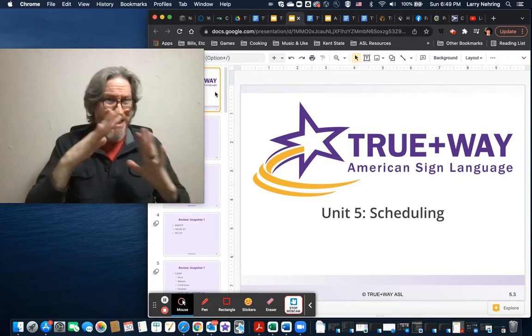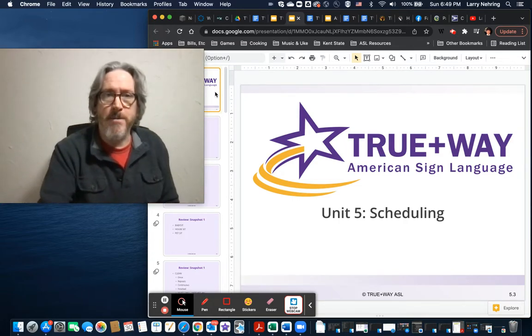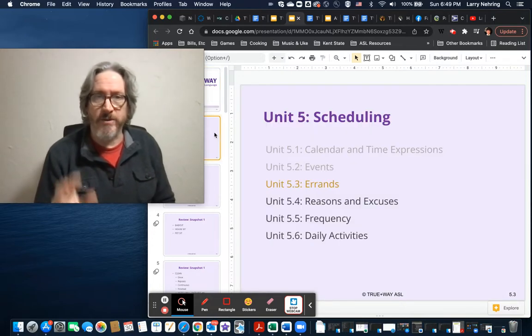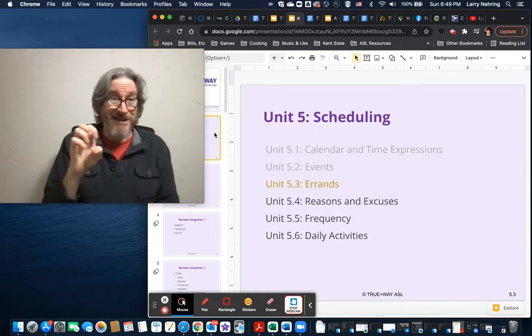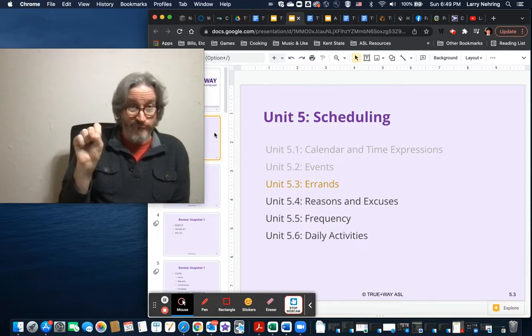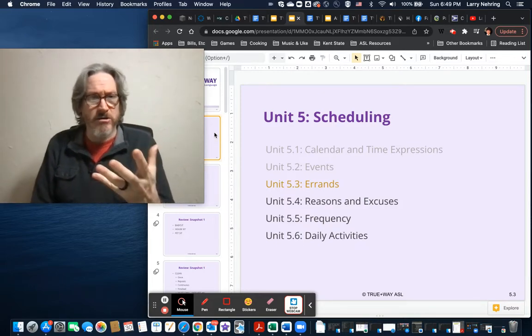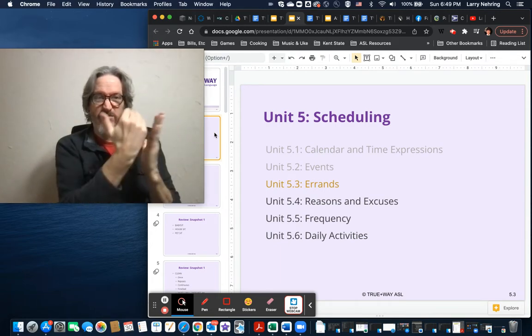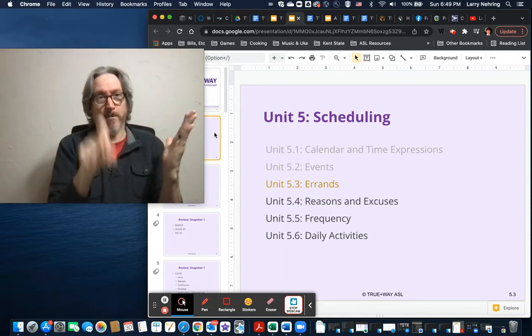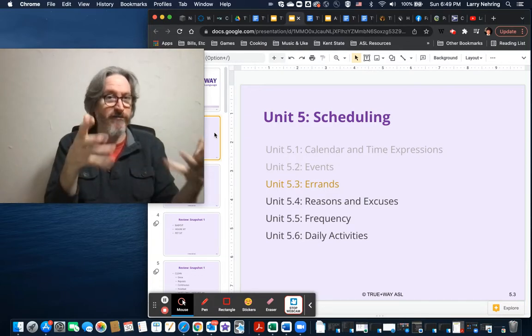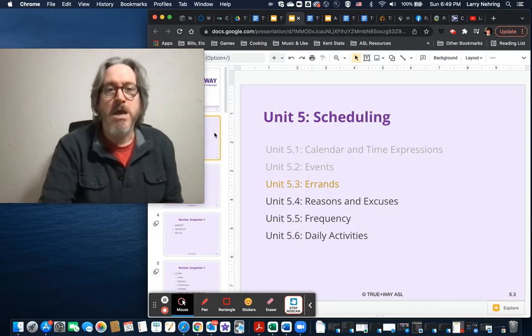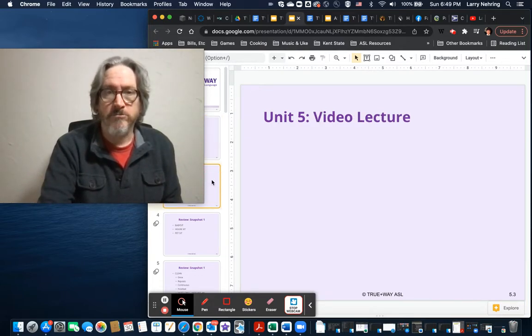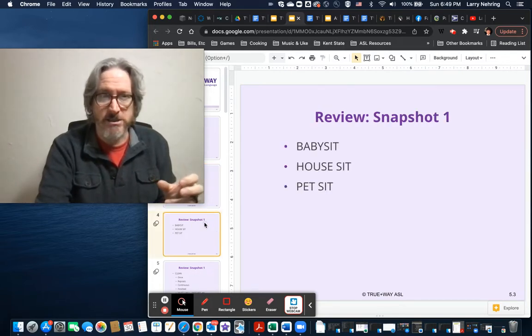All right, so 5.3. We're looking at scheduling. This time we're going to be looking at errands, the simplest way of thinking about things you have to do, like a list, list must, or must finish. There's really not that much in this.